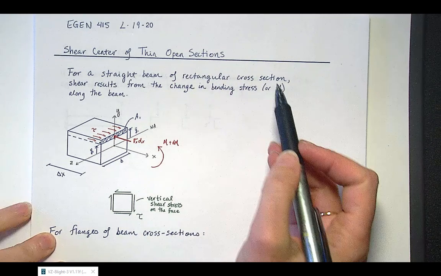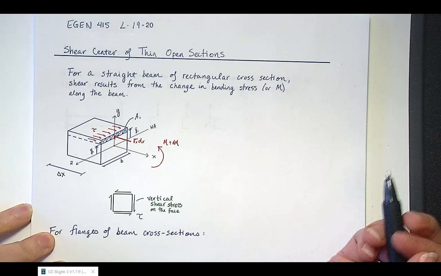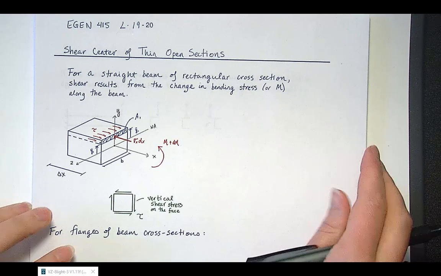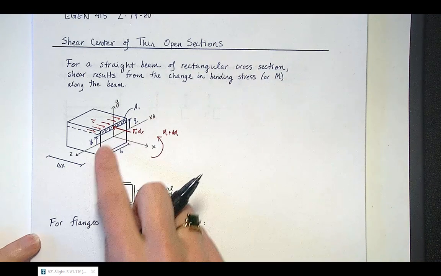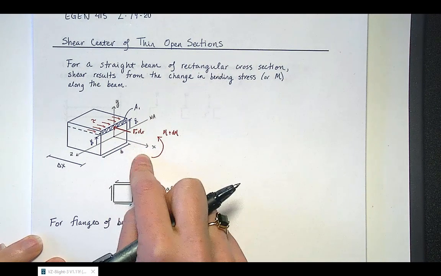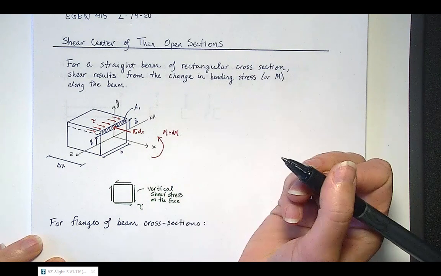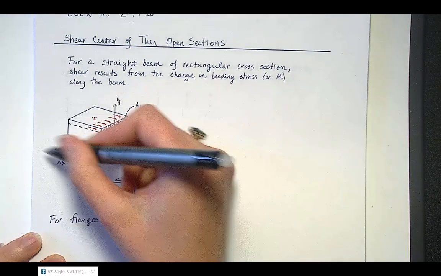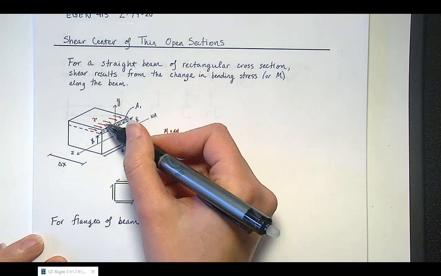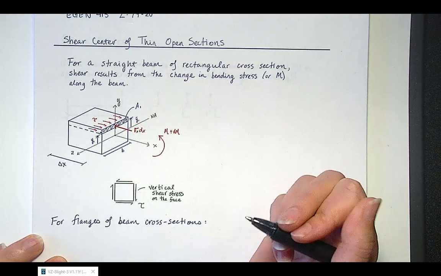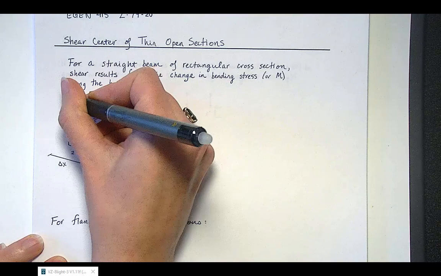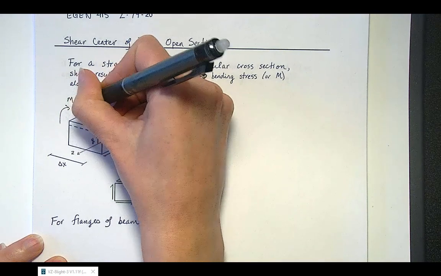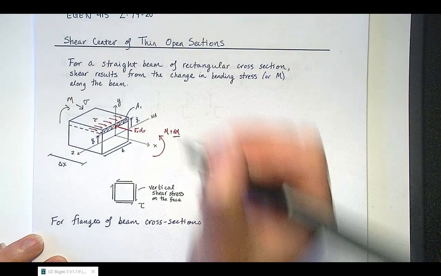All right, so as you know, for a straight beam with a rectangular cross-section, the shear results from the change in bending stress or moment that occurs along the beam. So what we're looking at here is a cross-section with positive moment applied on this segment of finite length delta x, and our shear stress results from essentially that change in moment along the cross-section. So on the other end you would have the M and the normal stress.